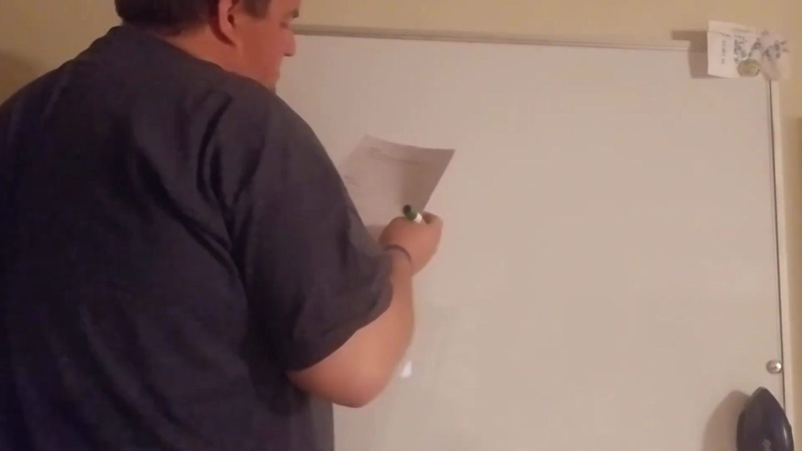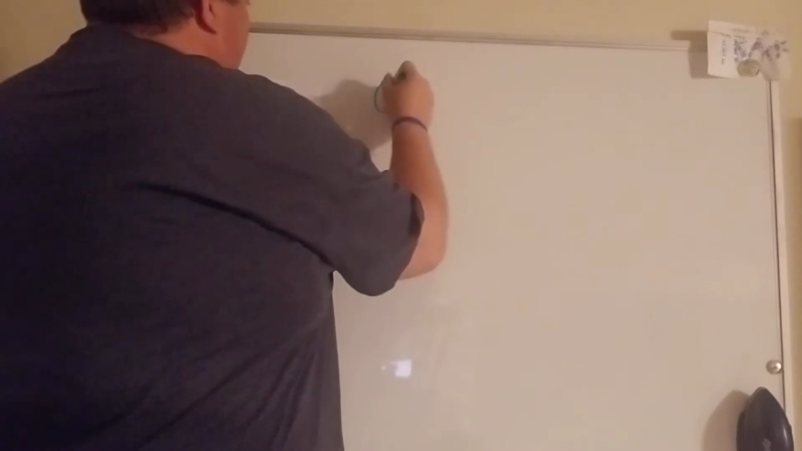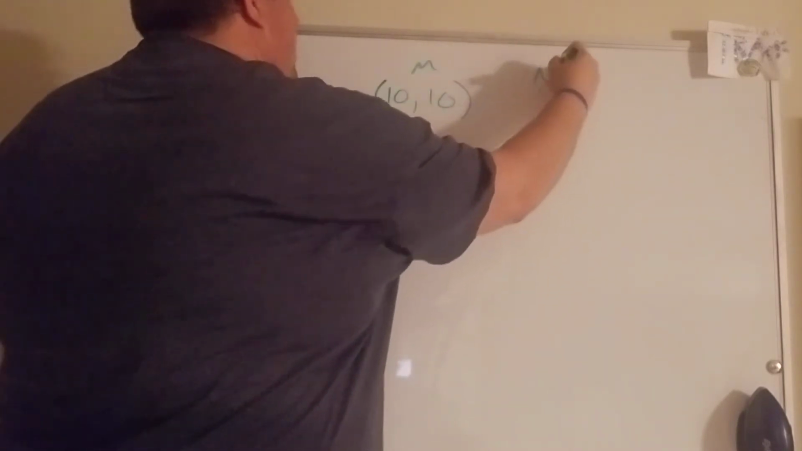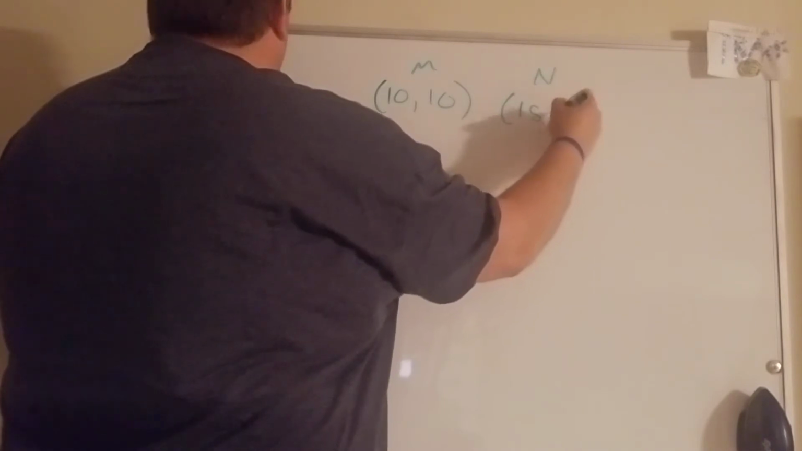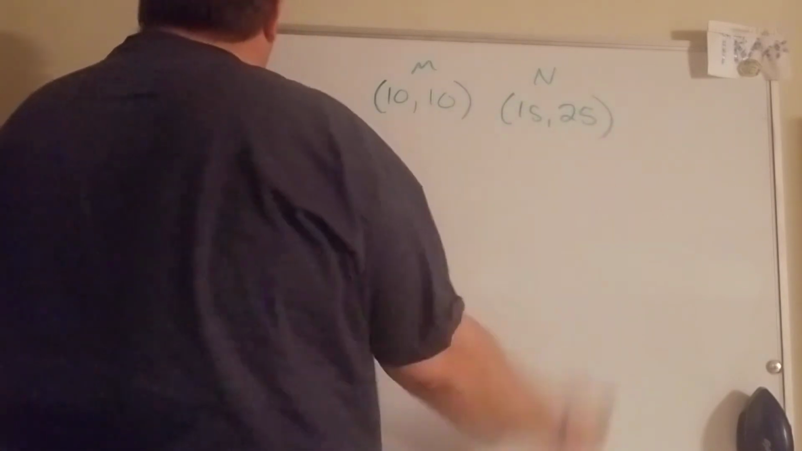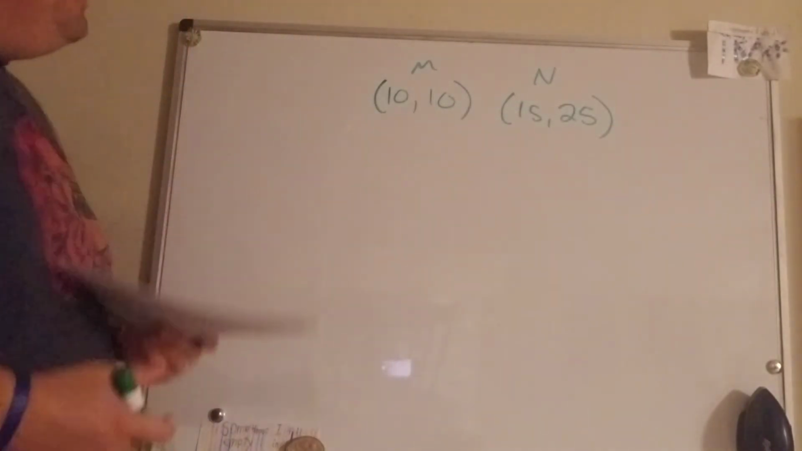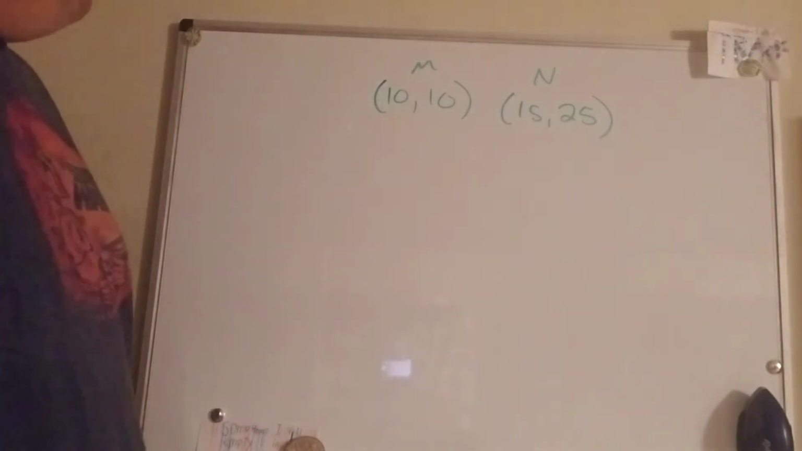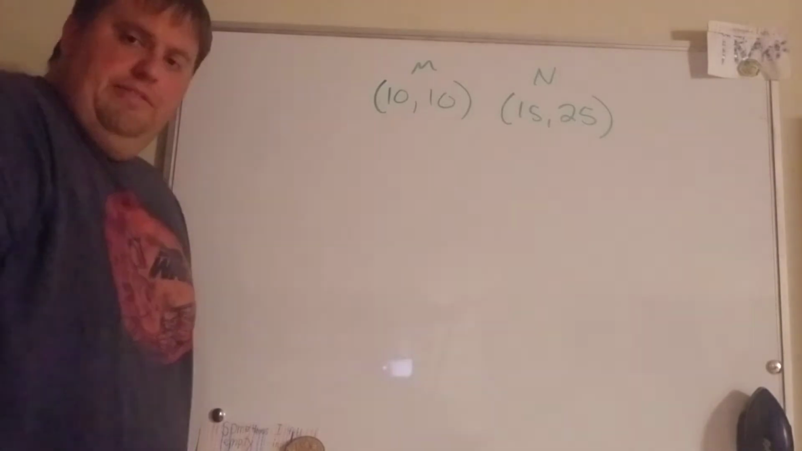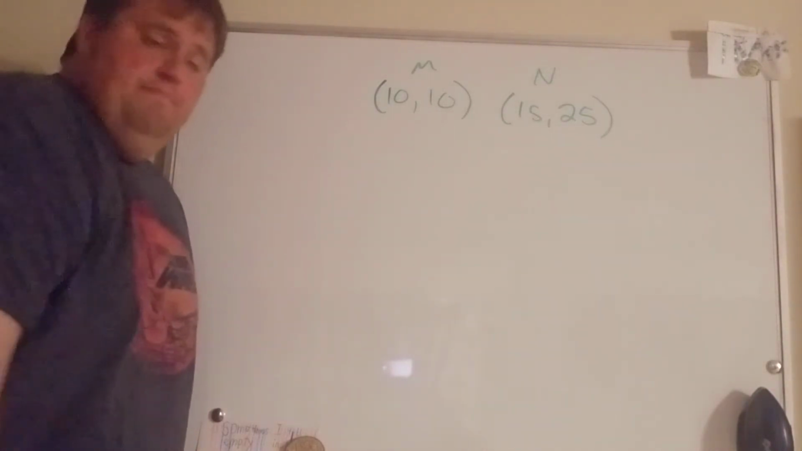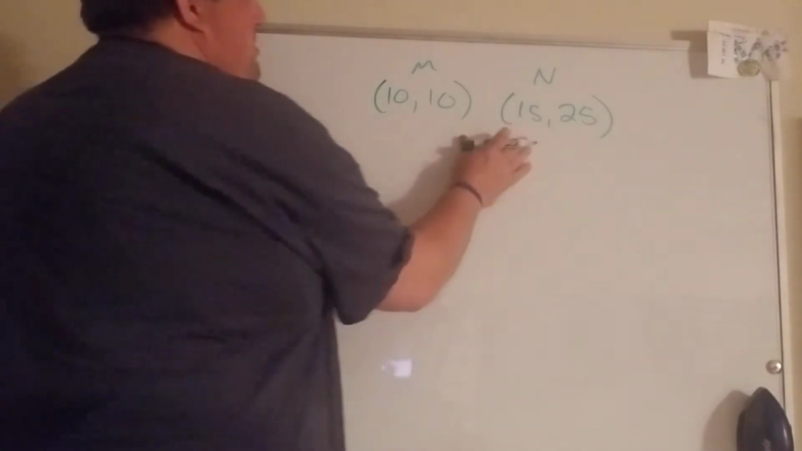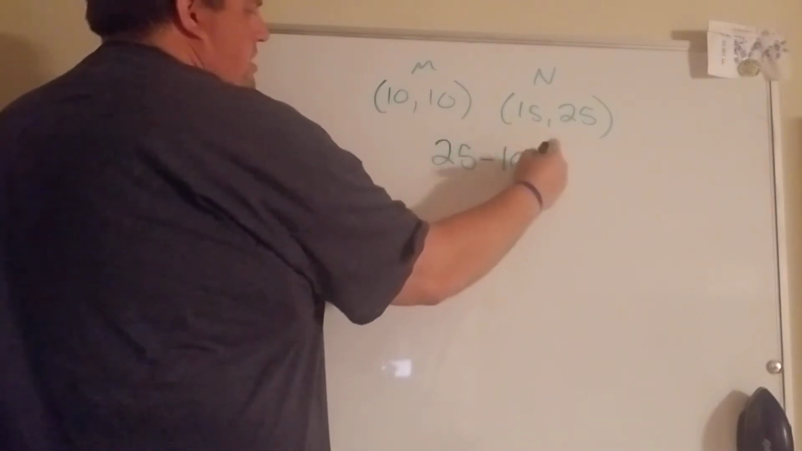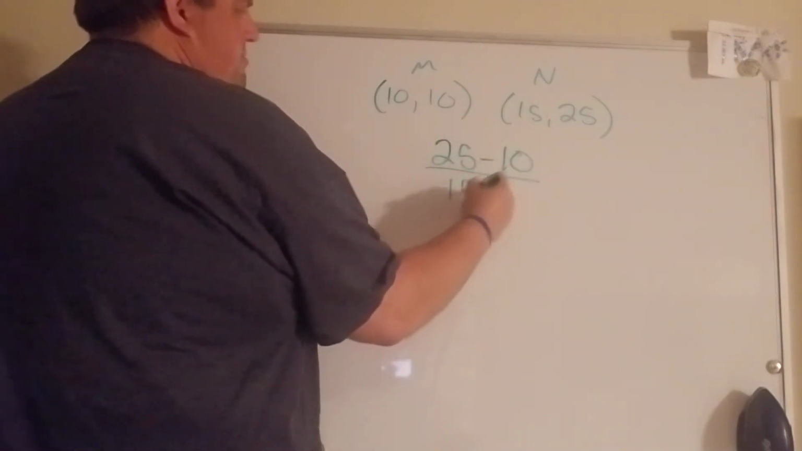The next one says point M is located at 10, 10. Point N is located at 15, 25. Which other point lies on line MN? So if I want to make an equation from 2 points, this is slope-intercept form now. So I want to find the slope between these 2 points: y2 minus y1 over x2 minus x1.